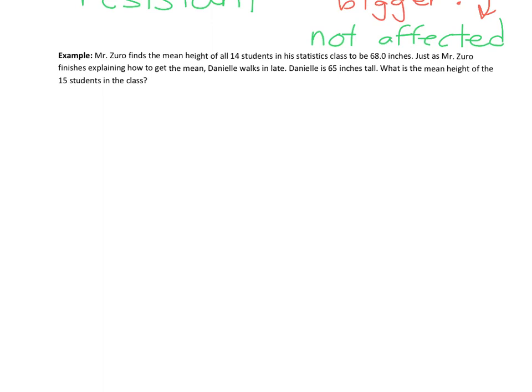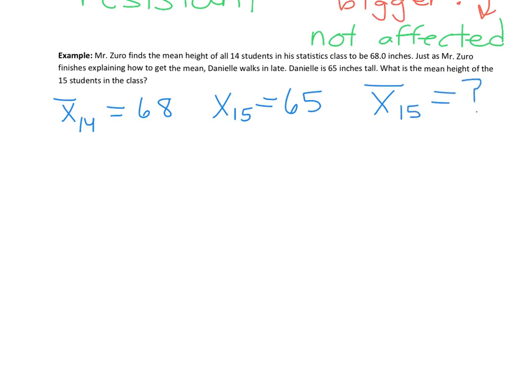Okay, so I like to write down my information. So I'm just going to start writing some tidbits from this problem. So first of all, the mean height of 14 students is 68 inches. Danielle walks in late. She's the 15th member, so I'm just going to use this notation. She's the 15th observation. She's 65 inches. We'll worry about units at the end. Here's the problem. What is the mean height? So x bar sub 15. All right, so there you go.